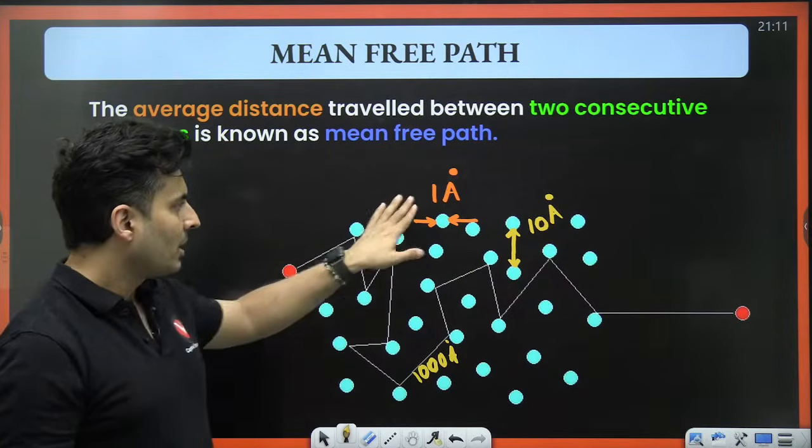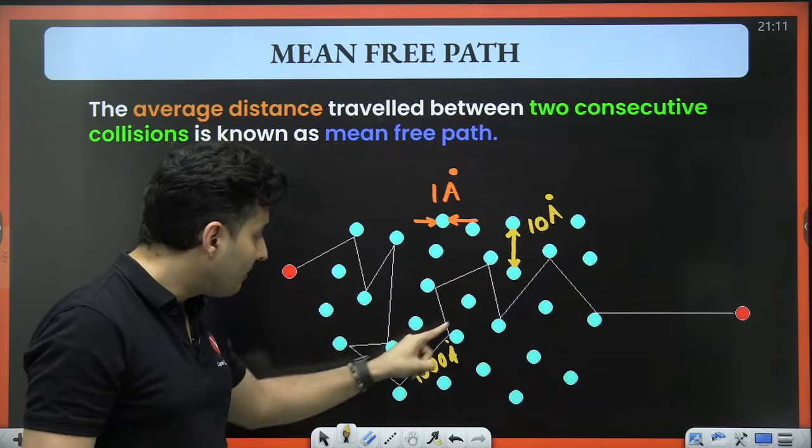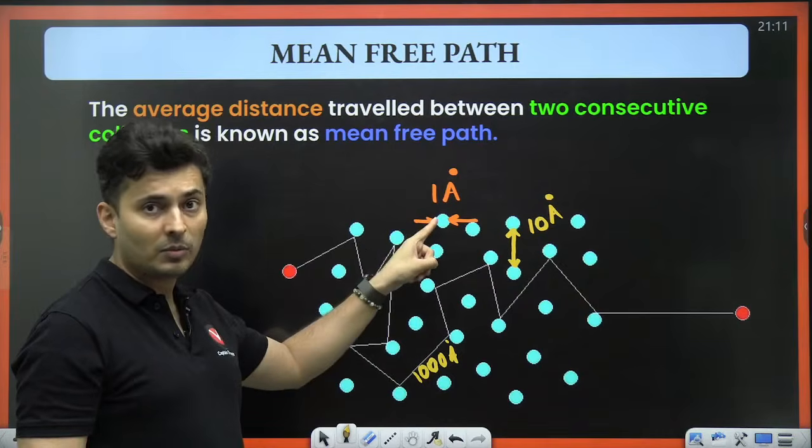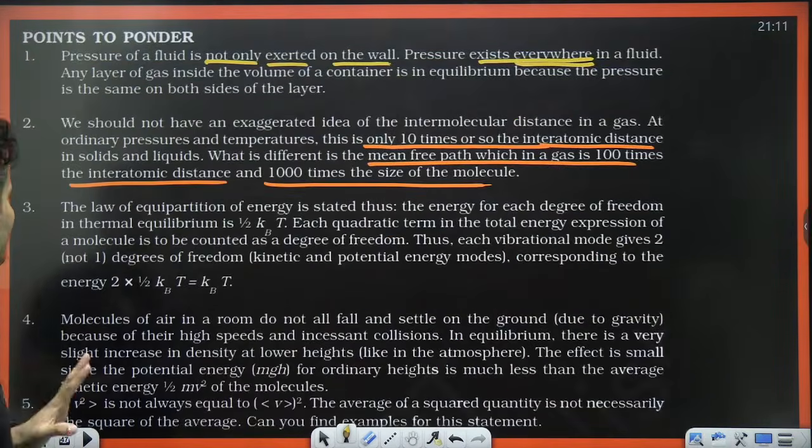Yep, definitely. Okay, interatomic distance is 10 times the size of the molecule. Average path is 1000 times the size of the molecule. So this wise it is 100. Okay, so that is the second point which you should know.